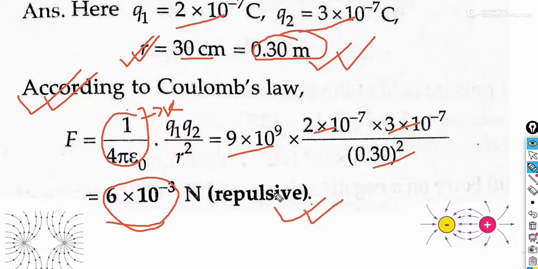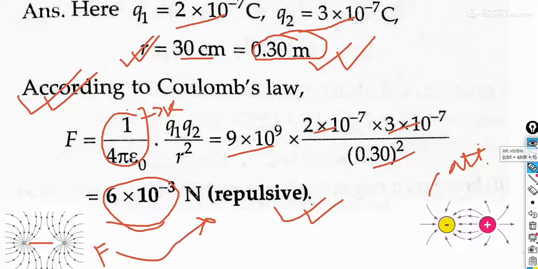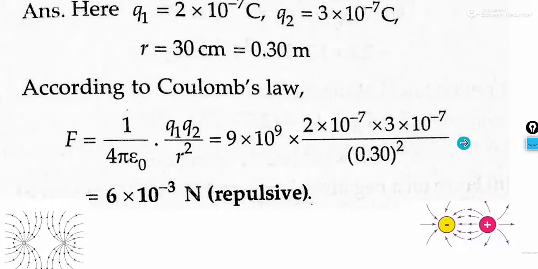Why repulsive? Because here q1 is positive and q2 is positive. If there are two positive charges, the force is repulsive in nature. Again, if we have a negative charge and a positive charge, the force is always attractive. So if q1 and q2 are given, we can easily find F.